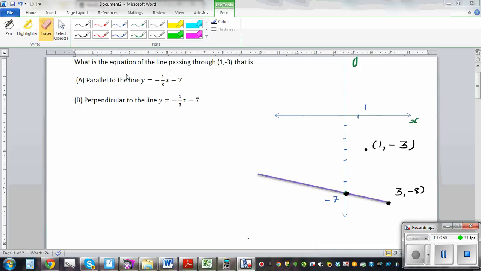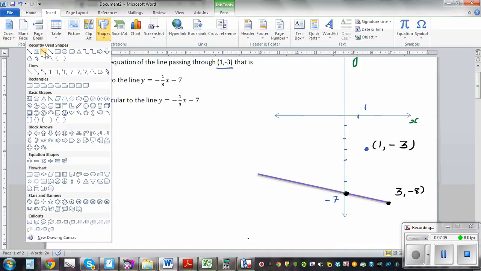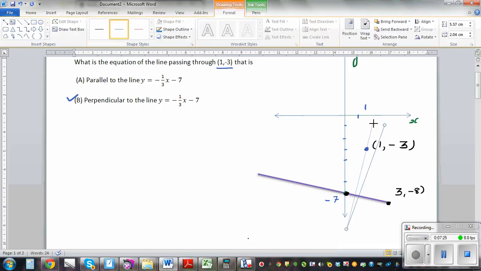Now the next part is, you have to find the equation of a line passing through the same point, this is 1 comma negative 3, and perpendicular to this line. Perpendicular means a line which is forming a right angle with this line. So let me show that so that you understand what it means. If you draw a line which is passing through this point and perpendicular, it may look somewhat like this. Okay, this is what it means.